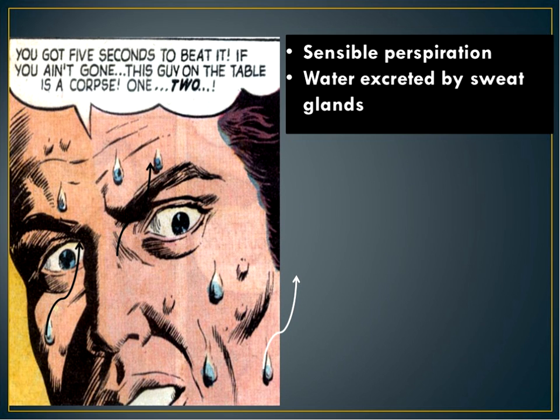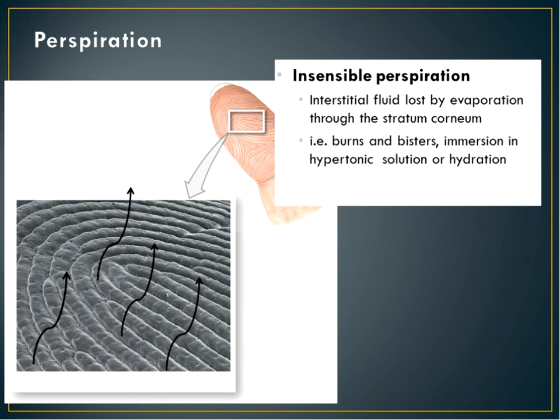So now that we've talked about those different layers of the epidermis, let's talk a little bit about perspiration. There are two different types that we're going to go over, sensible and insensible perspiration. Sensible perspiration means that it makes sense for you to perspire. So sweating because you're hot, sweating because you're running or you're nervous about something, your body is heated up and that's why you're sweating. So water excreted by the sweat glands is an example of sensible perspiration.